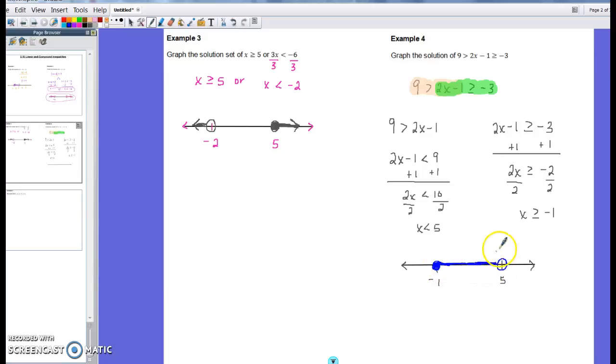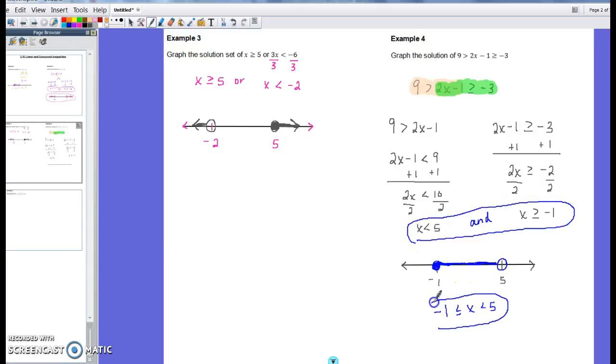Okay, so this would not be an OR because I do have numbers that satisfy both conditions at the same time. So you might write this as an AND, or it could be written as -1 is less than or equal to x is less than 5. So you could write it like this, or it could be written like this, but either way the graph is the same. It's shaded between those two values.